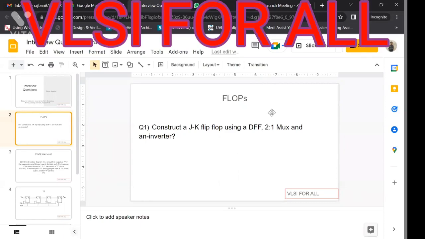So I have tried to make a different question. This is a bit tricky one. So let's discuss this question in detail. Basically, I guess most of you know what a flip-flop is.